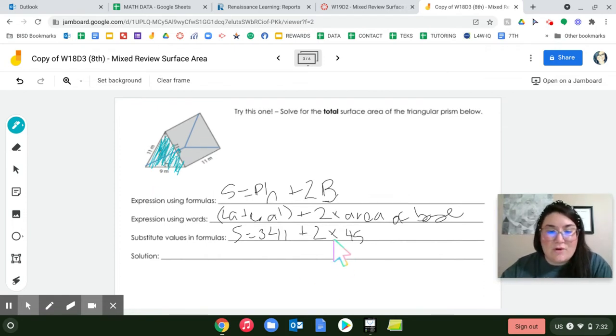And so if you're wondering where this 2 comes from, it's because we have 2 bases. We don't just have this base that we see that has the numbers on it. We actually have this other base over here. So we want 2 of those. Okay. So my solution, when I come in here, it's going to be, let's see, 2 times 45 is 90 plus 341. That's going to be 431 is going to be your total surface area.